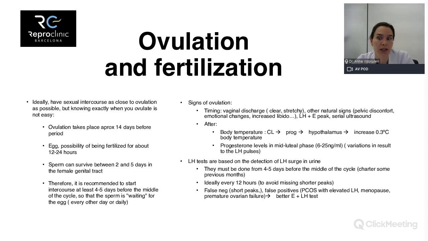In longer periods, for example, or shorter periods, what normally varies is the follicular phase, okay?